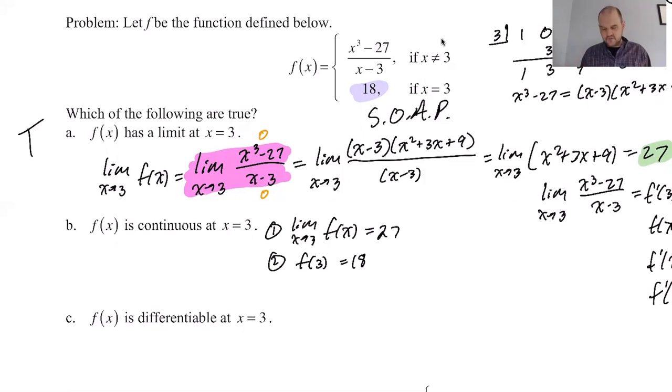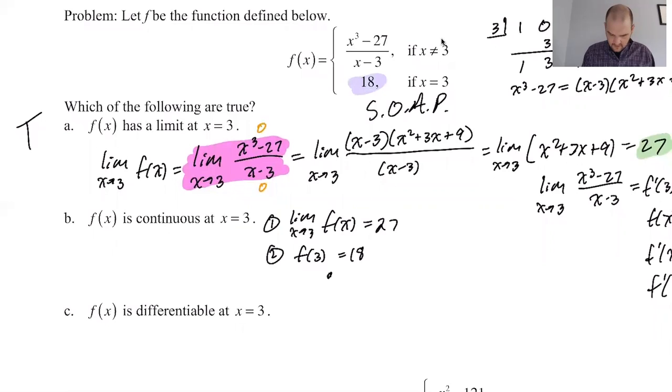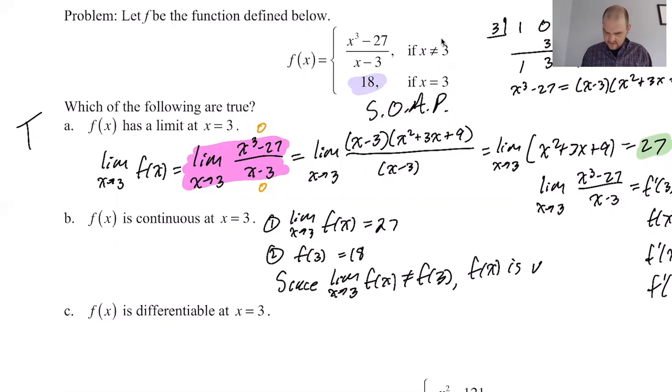But as soon as we get that, we know. So let's say, since the limit as x approaches 3 of f of x does not equal f of 3, f of x is not continuous at x equals 3. So knowing the definitions is extremely helpful.